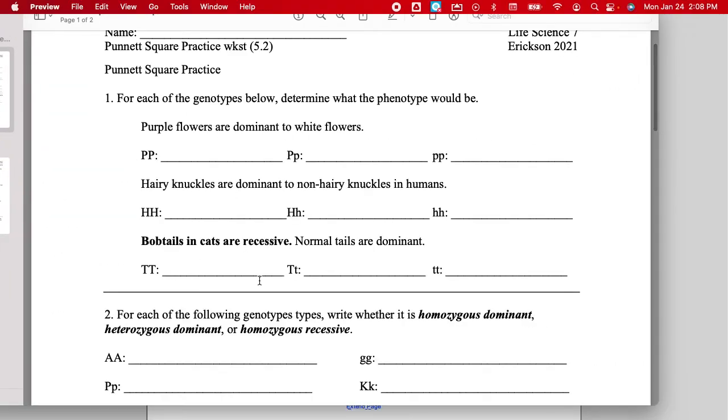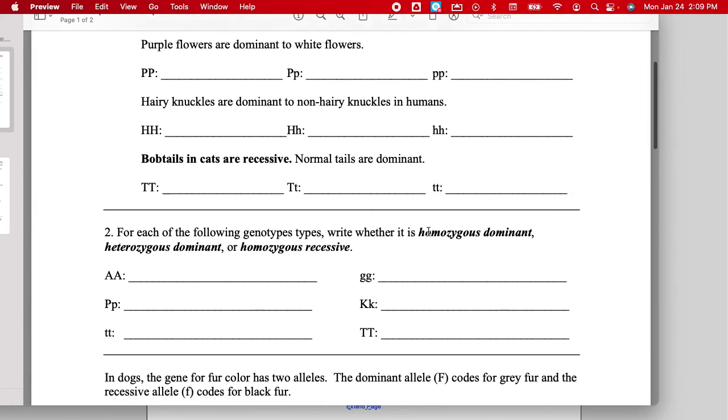So the first part here, it says for each of the genotypes below, determine what the phenotype will be. Purple flowers are dominant to white. That means if you have a capital letter, you're going to be purple. So if you come across big P, you're going to be purple. Big P, little p, what color are you going to be? Purple, because you have that dominant letter. Little p, that will be white. So that's that first half.